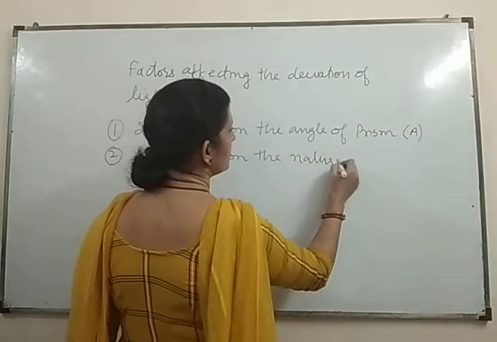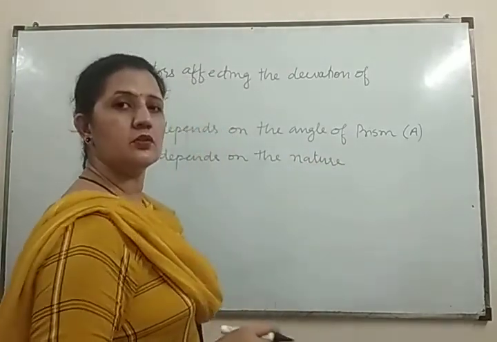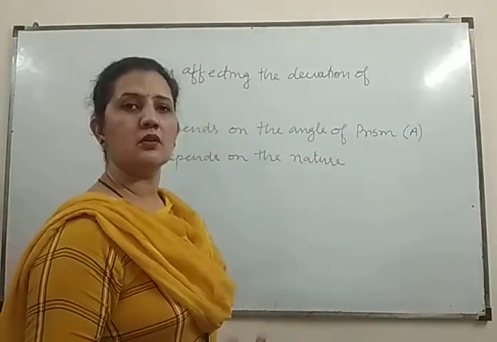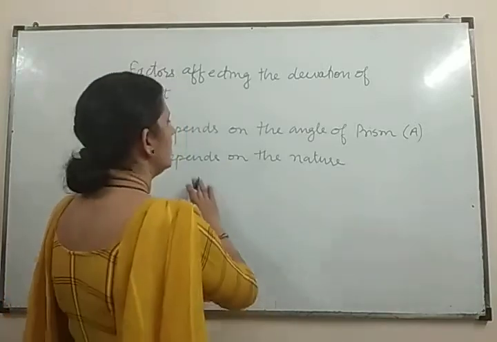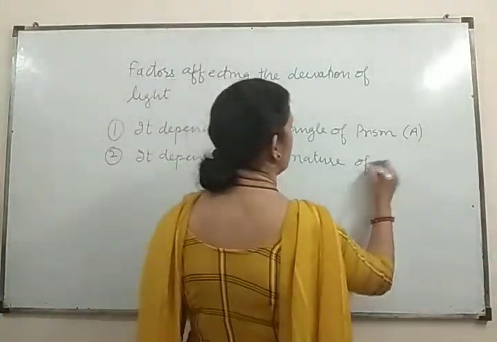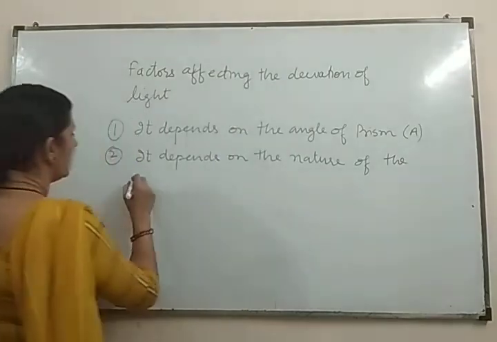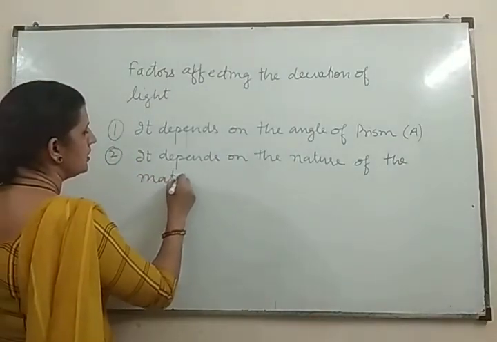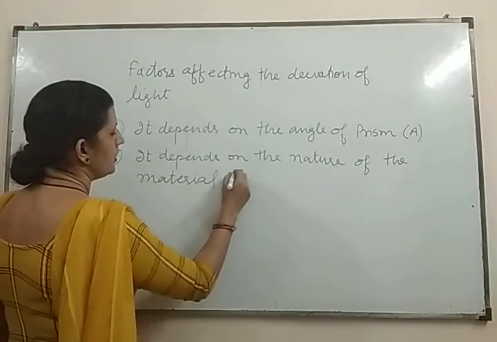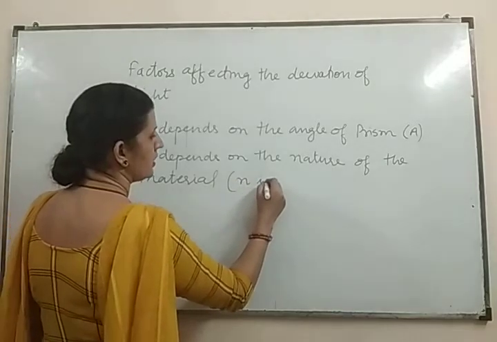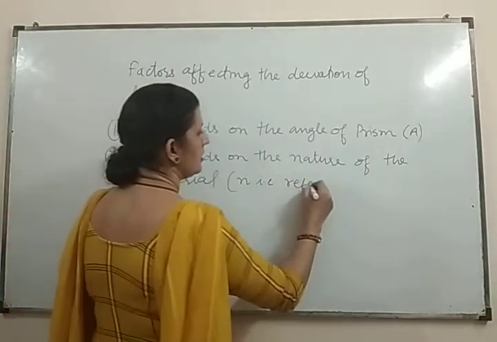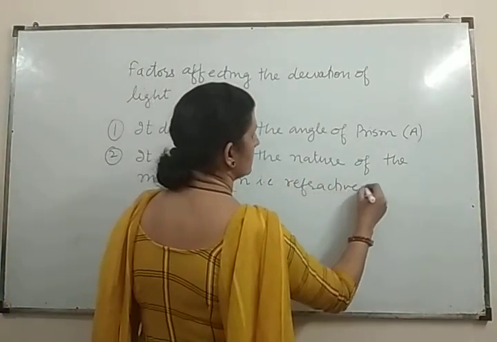Why does it depend on the nature of material? Because all lights in air or vacuum have same speed. It depends on the nature of the material, and nature of material is directly or indirectly depending on N. What is N? That is the refractive index.